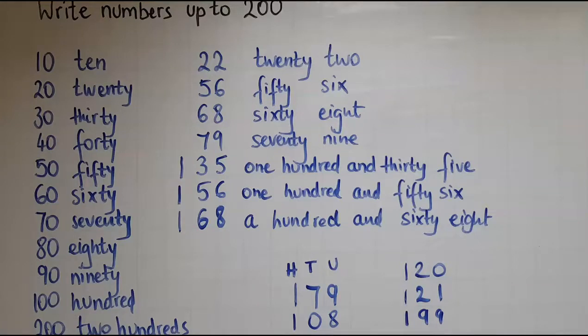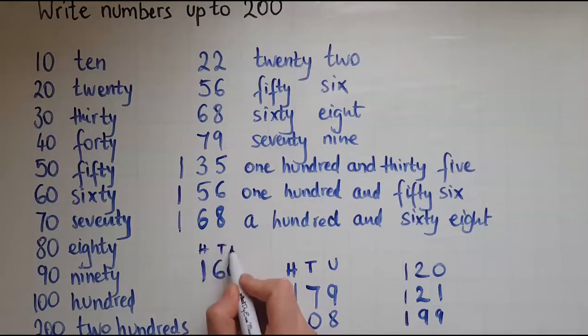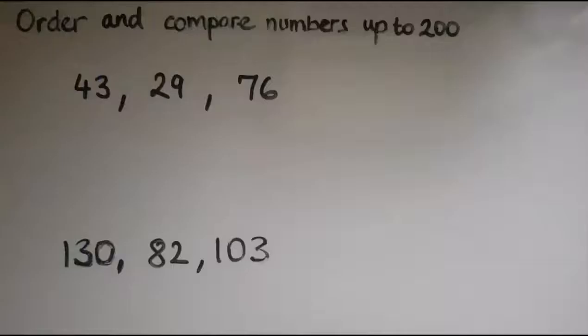So I'm gonna say now another number. It's 166. So I'm saying 100, so there is 100, and 60, so there are 6 tens and 6 units. So hundreds, tens and units. This is how you write numbers up to 200 in digits and in words.